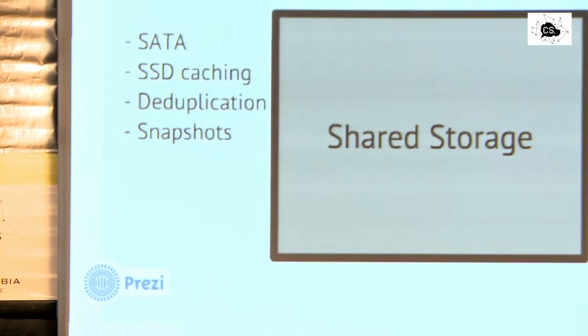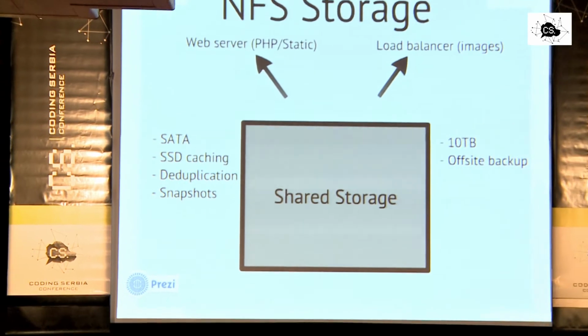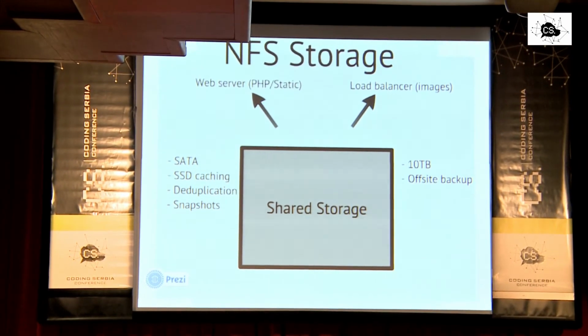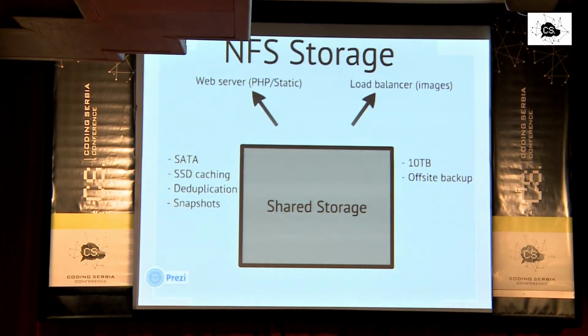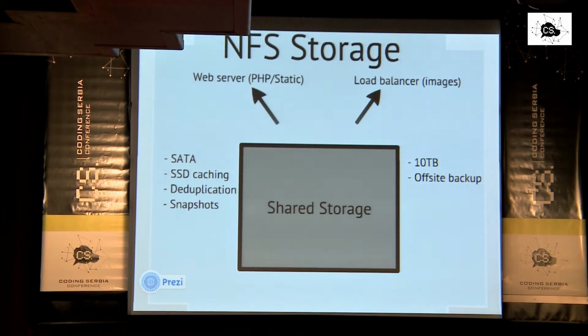NFS storage, this is the main storage, NetApp, that is used to store images, and images use most of the data, about 5 or 6 terabytes, and there is some other static PHP code, etc. All web servers have one central repository for the PHP code. When we upload the code, we upload it to the storage, and it gets cached on the web servers.